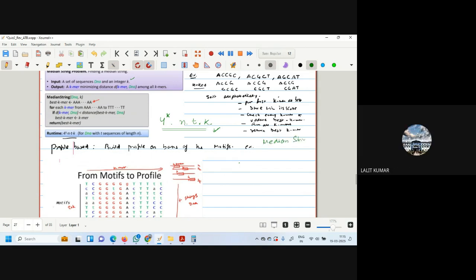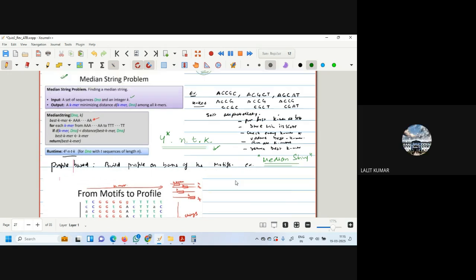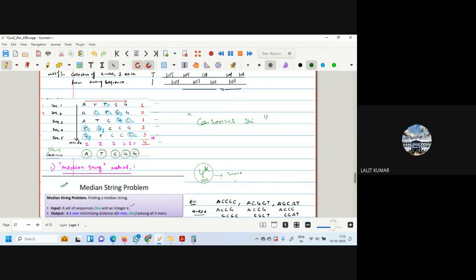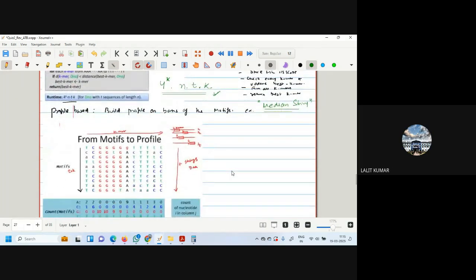Okay, so we have seen this concept. For the consensus string, we go column-wise and select the maximum frequency, for example A, C, G.